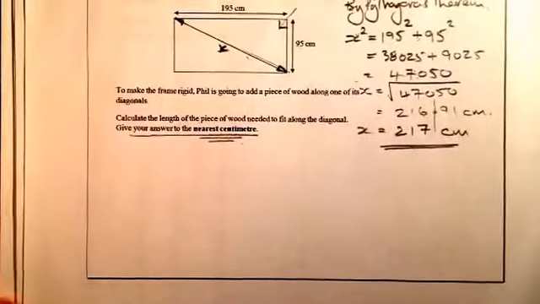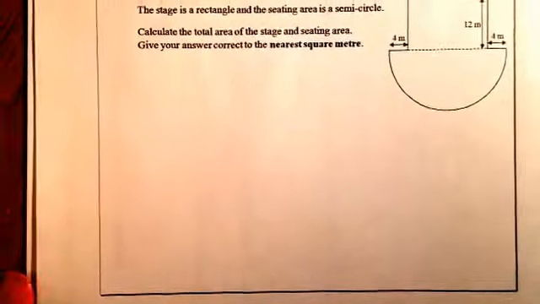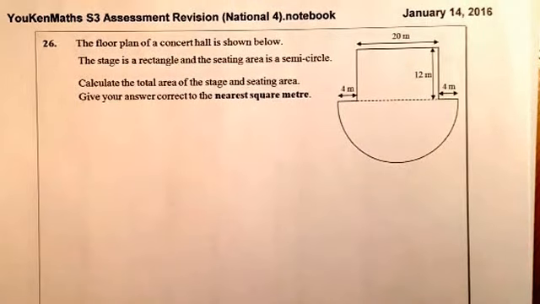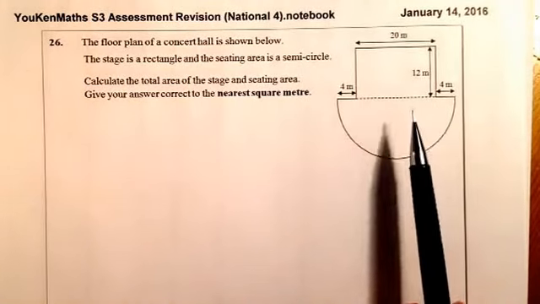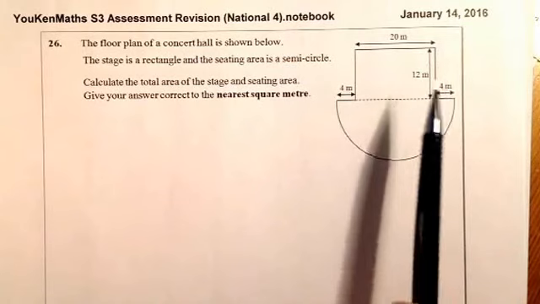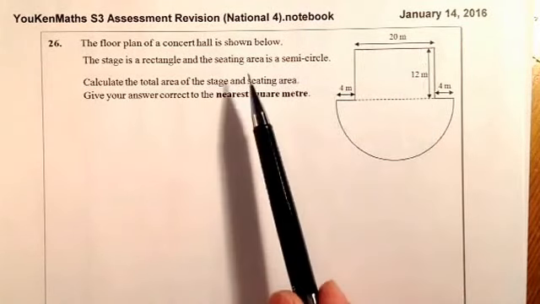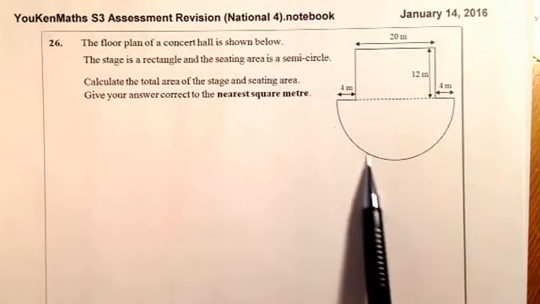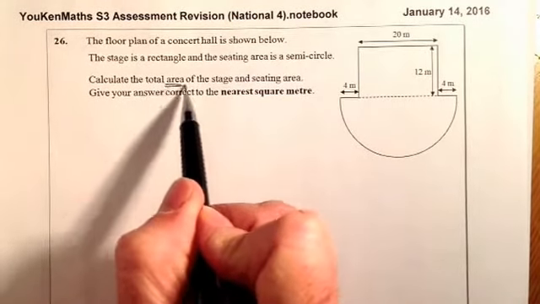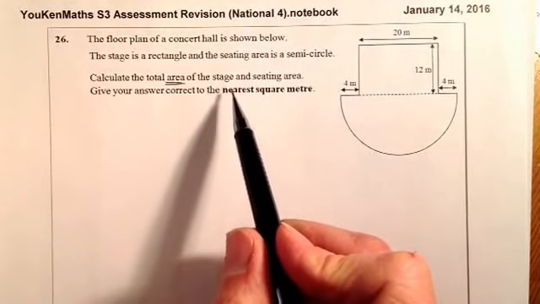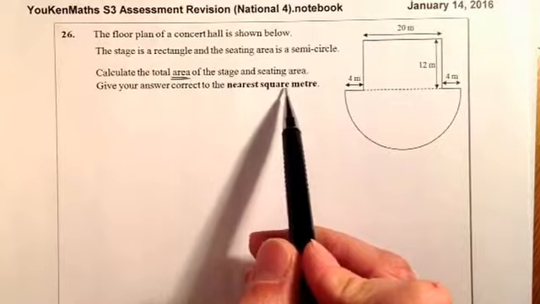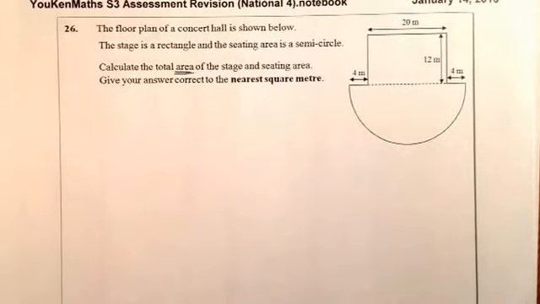On to question 26. So we go from there. Right, so what we have here is the floor plan of a concert hall. The stage is a rectangle. There's the rectangle part here. And the seating area is a big semicircle area there. Calculate the total area. So this is an area question that we're going to be working on. The area of the stage and the seating area. Give your answer correct to the nearest square metre. So we're going to be rounding just right at the end.